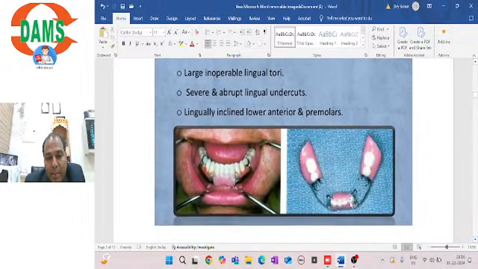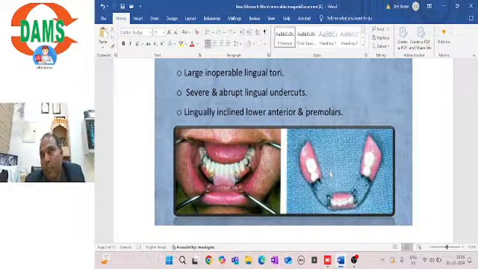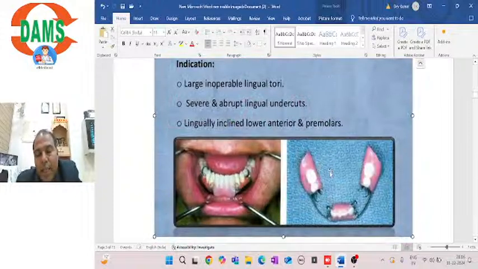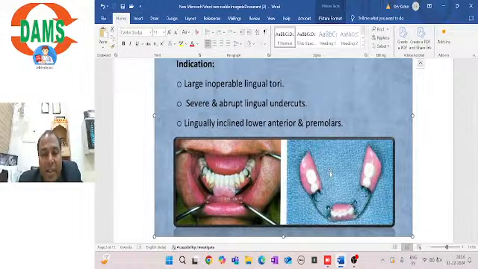I've shown you, this is the labial bar. It is given when there are lingual undercuts, very lingually inclined anteriors, and whenever there is a large inoperable tori. Remember this, if it is given that the patient doesn't want to go for removal of the tori, then you can give a lingual plate in such a case by relieving the tori. But ideally the tori should be removed. Okay, clear? A lingual plate is also given in a shallow palate, or if there is a high frenal attachment, so lingual plate is the best answer in such cases.